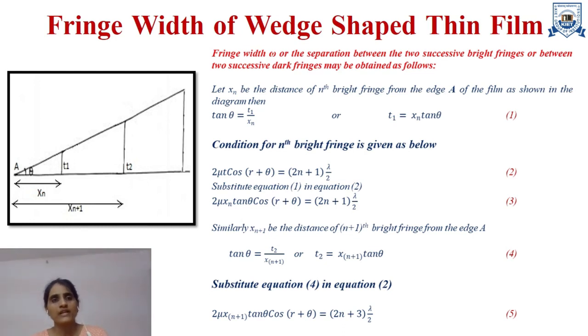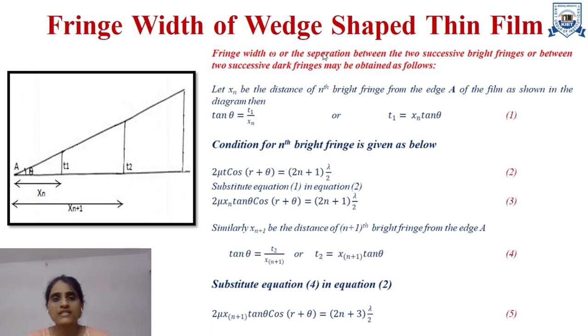Now in continuation with this topic, we will calculate the fringe width of wedge shaped thin film. Now we know that fringe width is denoted by omega, and it is the separation between any two successive bright fringes or between two dark fringes. So in order to obtain fringe width, in this diagram we have two surfaces which are inclined at an angle theta, and from point A, that is the point of contact, to T1 the distance is xn, and at the other point the thickness is T2, and the distance from the point of contact is x of n plus 1.